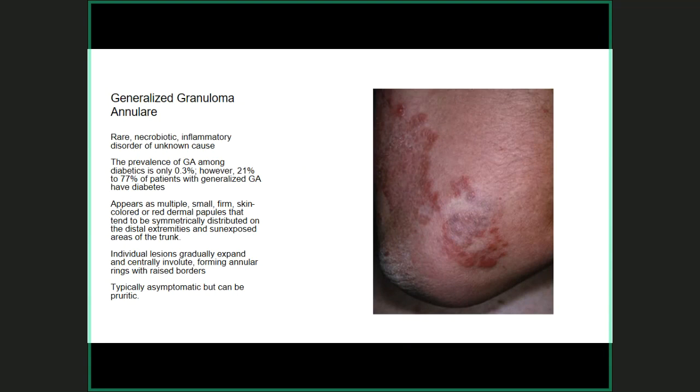They appear as multiple small, firm, skin-colored papules distributed over the extensor surfaces and the distal extremities, sun-exposed trunk, and they usually expand with central involution. And as you can see, this does not have your yellowish centers like the other one, the necrobiosis lipoidica. They're typically asymptomatic, but can also be itchy.